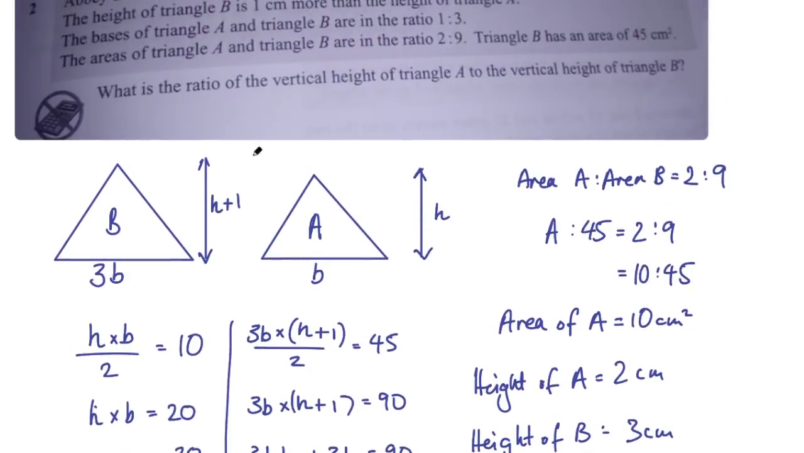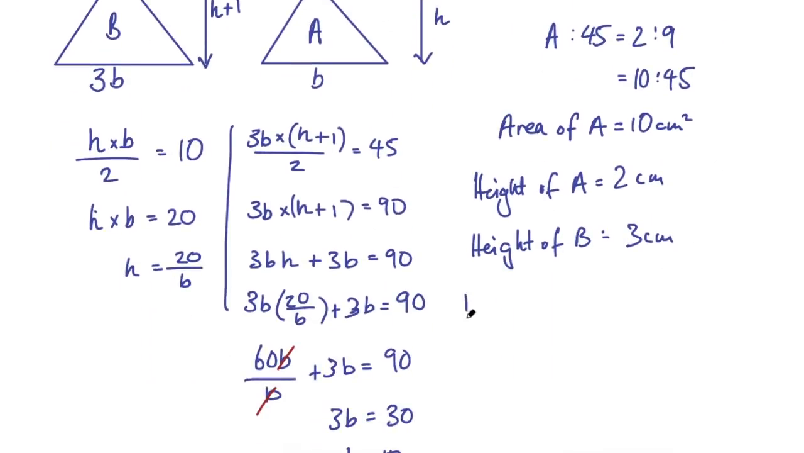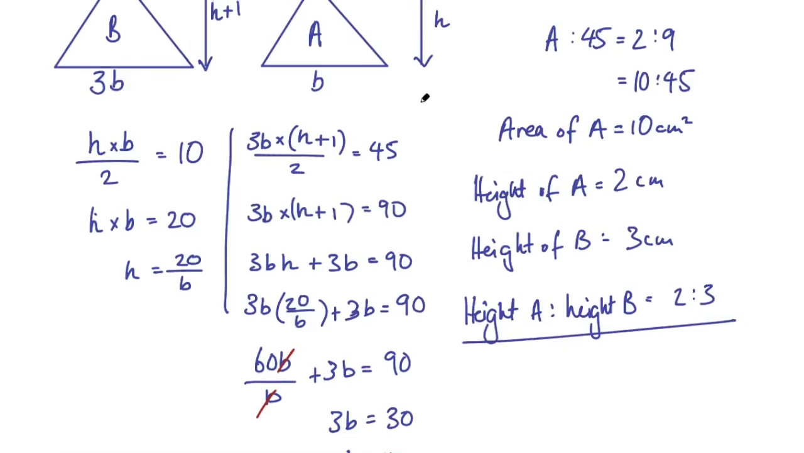And then go back to the question: what is the ratio of the vertical height of A to the vertical height of B? That will be, so height of A to the height of B will be 2 to 3. Alright, so that's the final answer there.